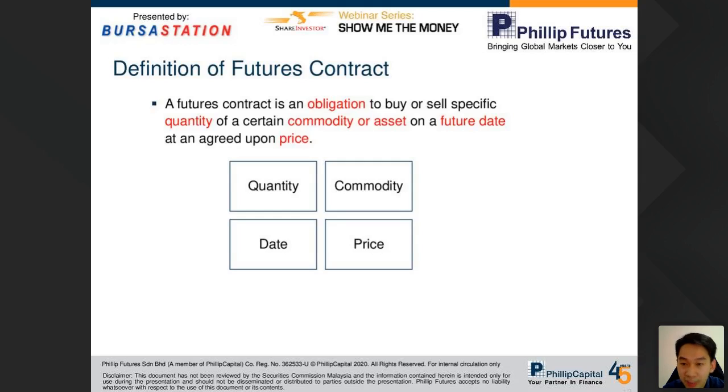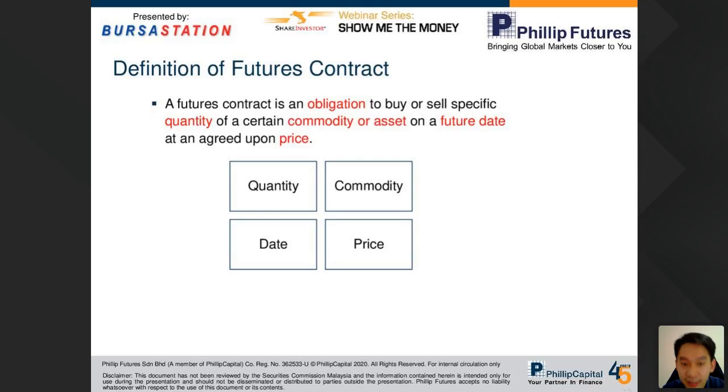As for quantity, how many lots are you trading? That's the quantity aspect of it. The commodity will be the underlying asset. For example, Bursa Malaysia FCPO. The underlying asset is crude palm oil. FCPO stands for futures on crude palm oil.